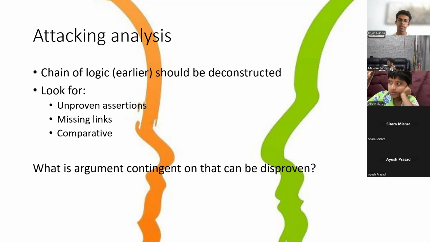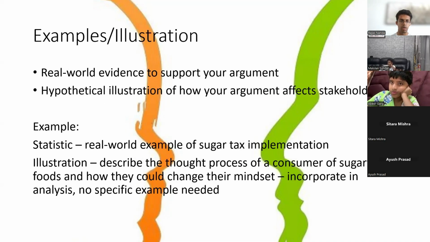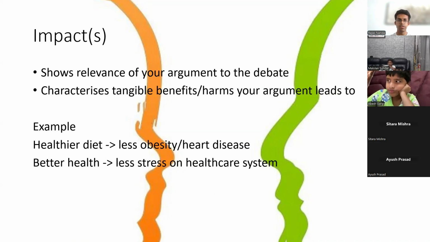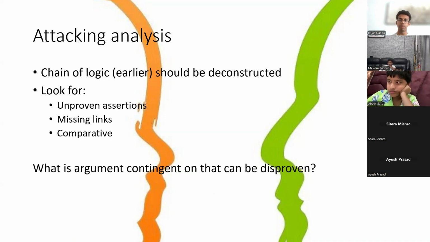So maybe there are a few links in there. I had it on this slide here. Those are basically the different 3, 4, 5 links that go into that argument. And so what you should be doing when rebutting that argument is looking for 3 things. Firstly, an unproven assertion.